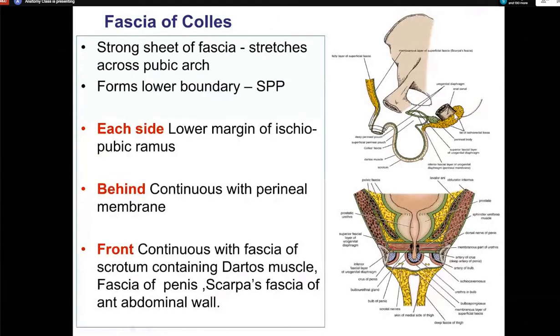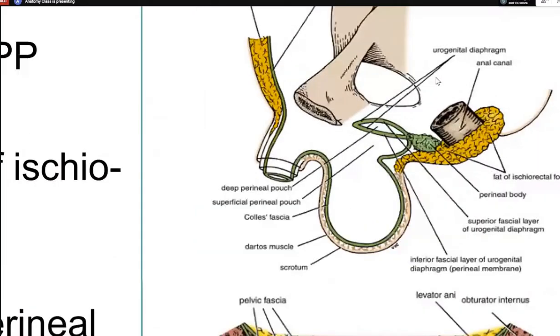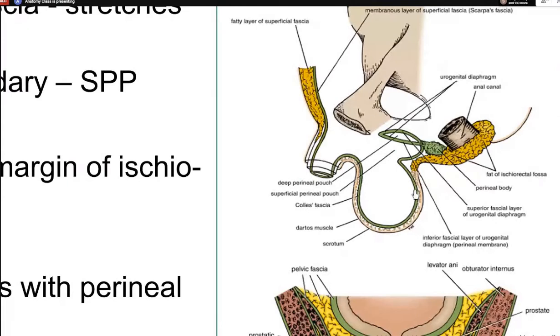And this one is the skin. This is the superficial fascia. This one is the Colles fascia. This one is the superficial perineal pouch, you can see over here. And this is the inferior layer of the urogenital diaphragm, also known as the perineal membrane. This is the deep perineal pouch. And this one is the superior layer of the urogenital diaphragm. So these are the particular layers of the urogenital triangle.